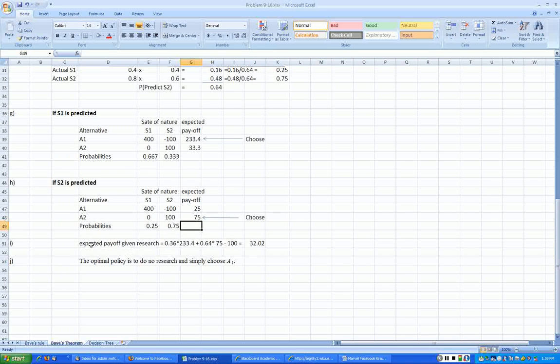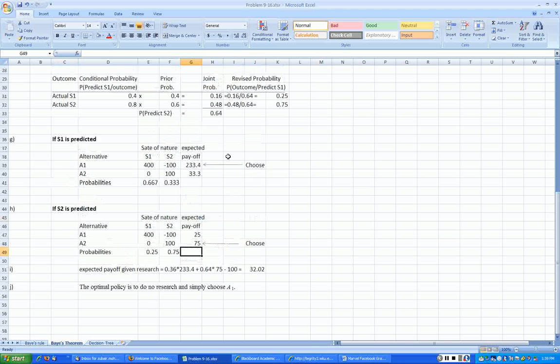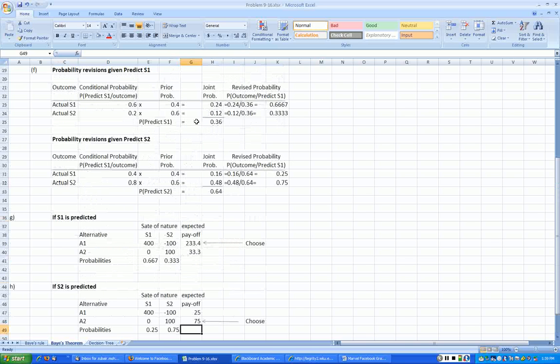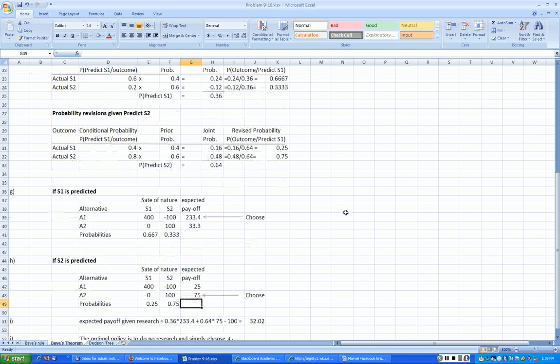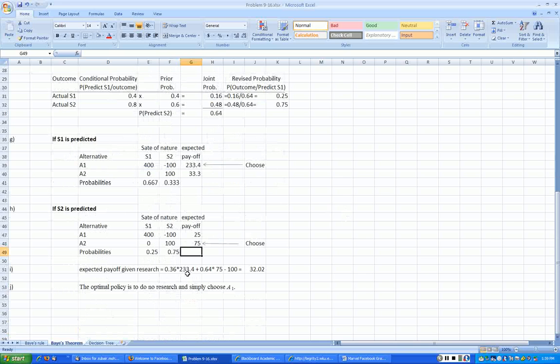Okay, what is the expected payoff given the research? In other words, about 36% of the time they will predict S1, about 64% of the time they predict S2. So the average is weighted by the payoff and the probability: 0.36 times 233.4 plus 0.64 times 75. That is the expected payoff given the research, but it's going to cost us $100 to do the research. So you are better off with this one by $32.02.